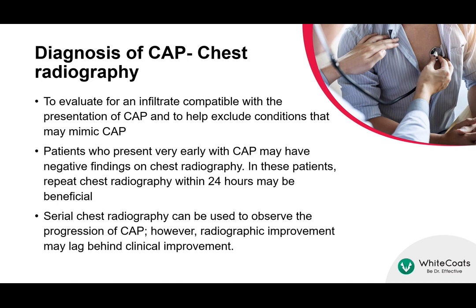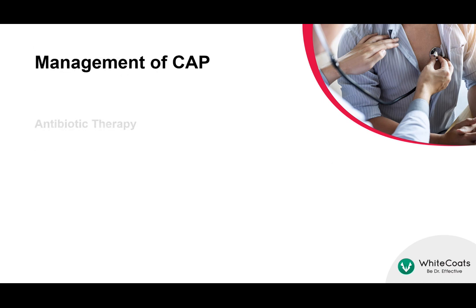Chest radiography is performed to evaluate for an infiltrate compatible with the presentation of community-acquired pneumonia and to help exclude conditions that may mimic community-acquired pneumonia. Patients who present very early with community-acquired pneumonia may have negative findings on chest radiography. In these patients, repeat chest radiography within 24 hours may be beneficial. Serial chest radiography can be used to observe the progression of community-acquired pneumonia. However, radiographic improvement may lag behind clinical improvement.